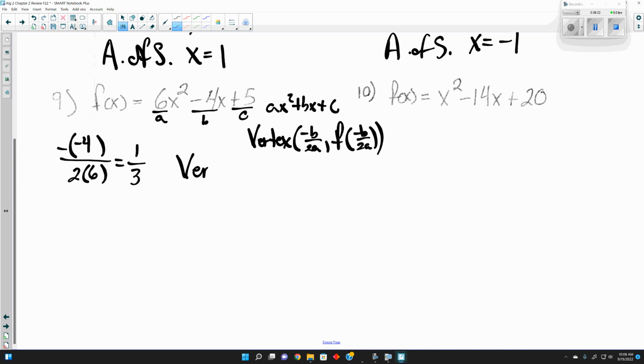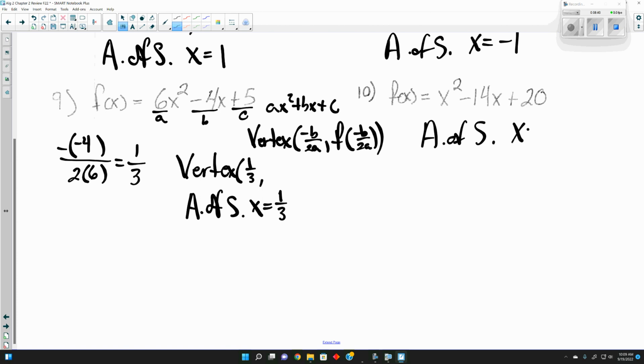So the x value of the vertex is 1/3. Now the axis of symmetry is x equals 1/3, because x is equal to negative b over 2a. And again, I have that down in the back, after the answer key, for y'all to reference.